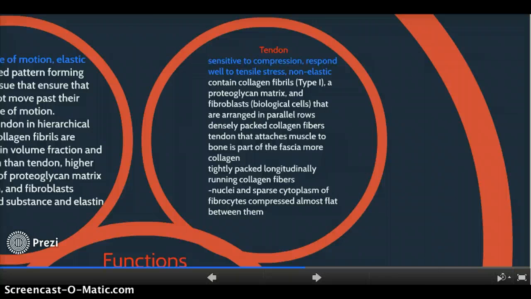The tendon is sensitive to compression and does respond well to tensile stress. However, it is not elastic. They contain type 1 collagen fibrils, a proteoglycan matrix, and fibroblasts, biological cells, that are arranged in parallel rows and densely packed with collagen fibers. Tendons attach to the muscles and to bone and are part of the fascia, with more collagen, tightly packed longitudinally, running through the collagen fibers.